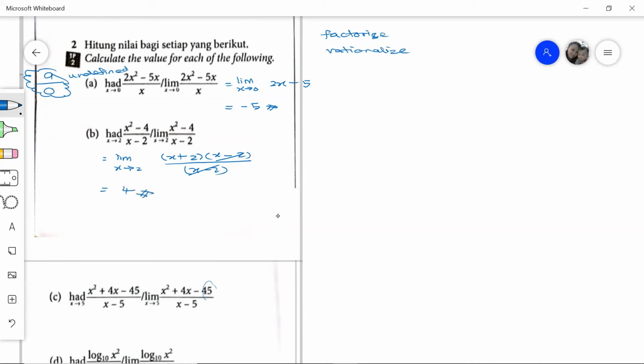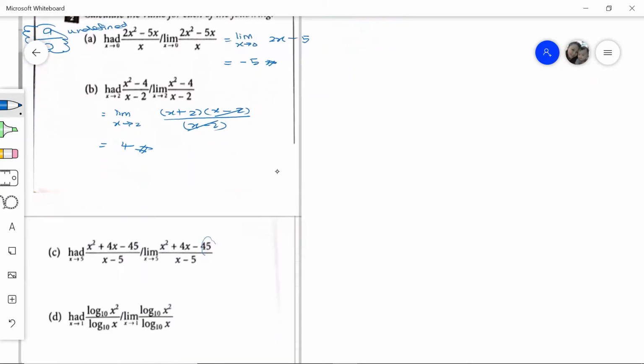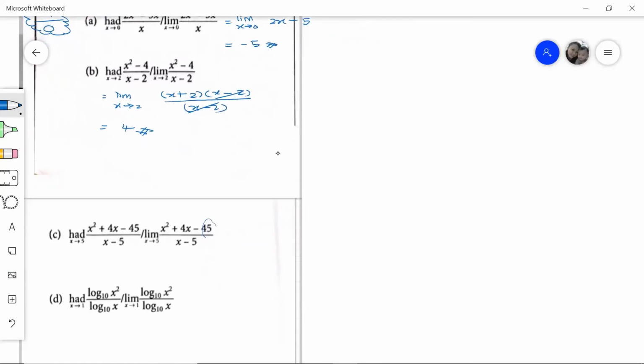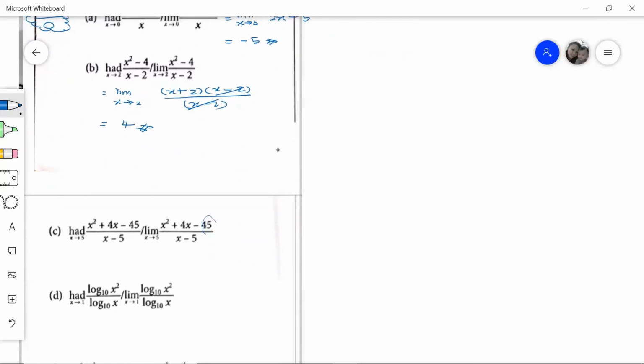And part C, as x approaches 5, we get 0 in the denominator. So we can't do that. What we can do is we got to factorize first. So we haven't substituted the x value. So this limit symbol must be written, and then we've got to factorize x squared plus 4x minus 45. Now it will be such a way that one of the factors definitely is the same as the denominator. So x minus 5, and we have x plus 9.